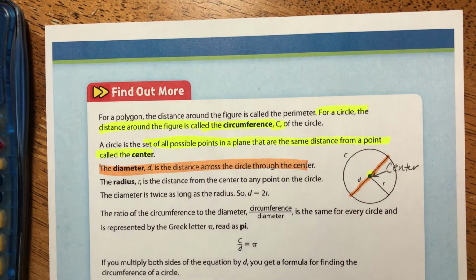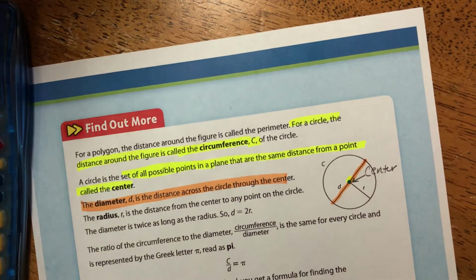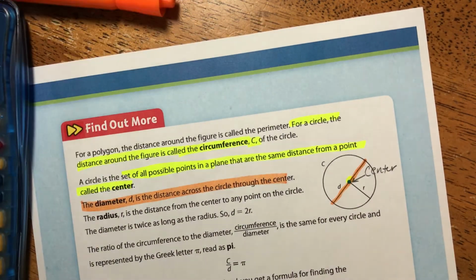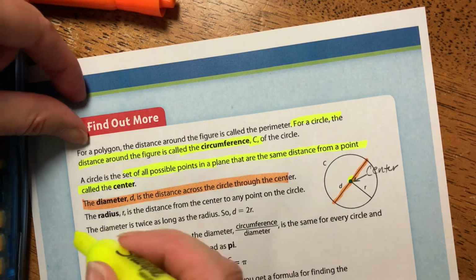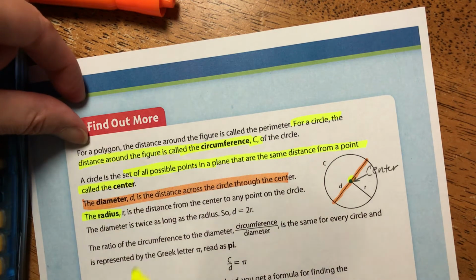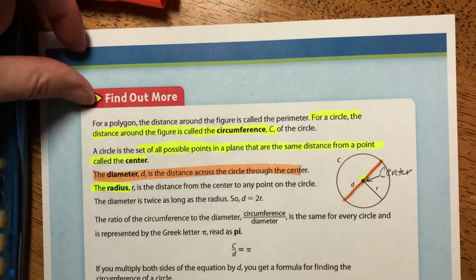Okay, what's my next one? Let me see if I have a... Oh, I'm out of colors. Oh, man. Okay, that's okay. All right, I'll go yellow again. The radius is the distance from the center to any point on the circle. So the radius, lowercase r, oh, sorry, I'm a little crooked.